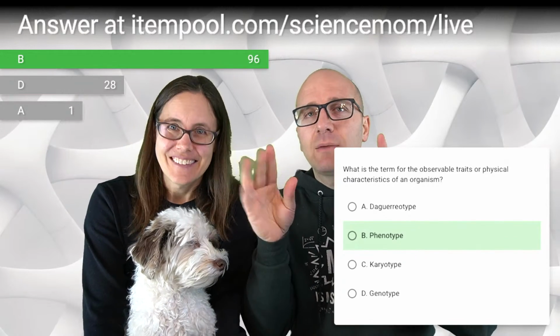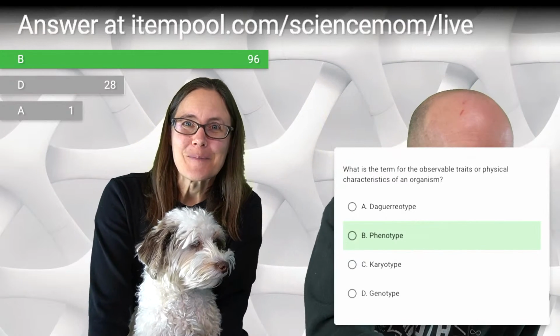Good job, everyone. Phenotype is what we're seeing, and the genotype is working behind the scenes, but we don't actually see that. That's right.